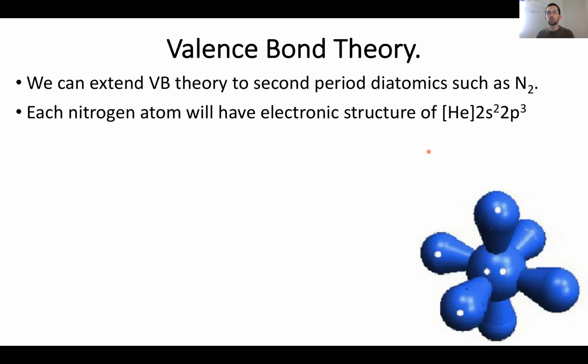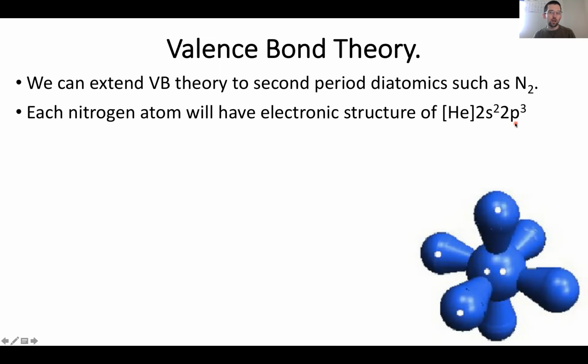So we have a helium core, but this is valence bond theory, so we don't care about the core. And we also have two s electrons, but this is valence bond theory, so we don't care about the non-reactive or fully filled orbitals. So all I care about is the partially filled orbitals, which means our main interest is going to be the fact that each of these nitrogen atoms has a single electron in each of those three p orbitals.